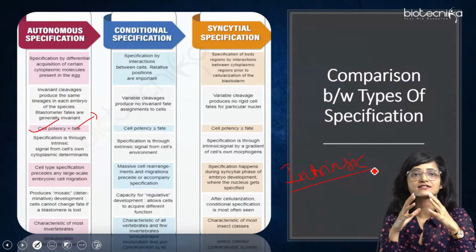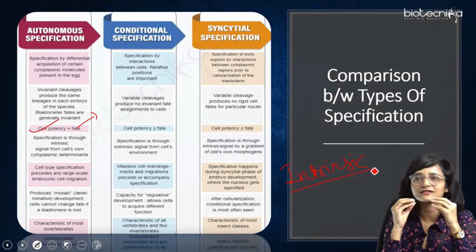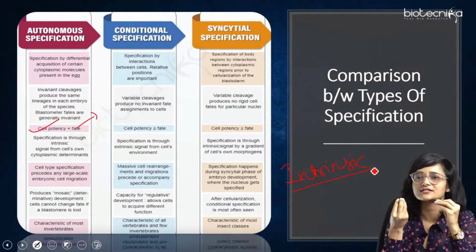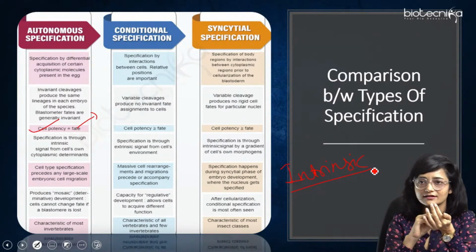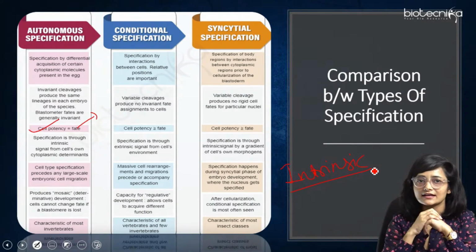So these intrinsic factors are majorly responsible for, or influence, the autonomous specification. These intrinsic factors are present majorly in the form of cytoplasmic determinants inside the cell, inside the blastomere. So the concentration of these cytoplasmic determinants will majorly decide which part of the cell it will be forming, right? The specification of the cell would be decided by the cytoplasmic gradients, that is, by the concentration of the cytoplasmic determinants inside the cell. And cell type specification precedes any large scale embryonic cell migration.